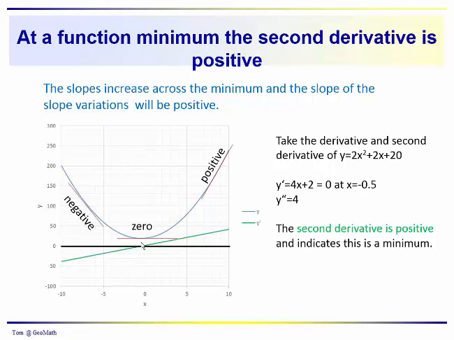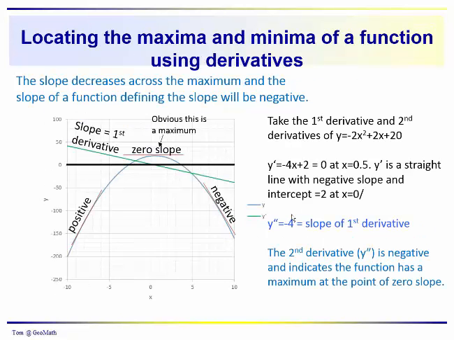And this seems to be a good way to distinguish whether a function has a minimum or a maximum when the slope is 0. We look at the second derivative. If the second derivative is positive, we have a minimum. If the second derivative is negative, we have a maximum.